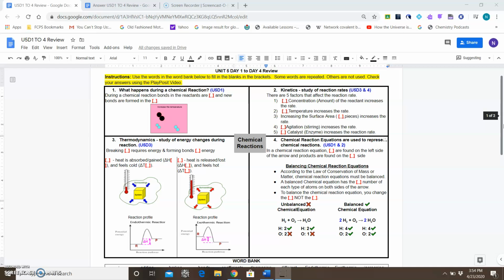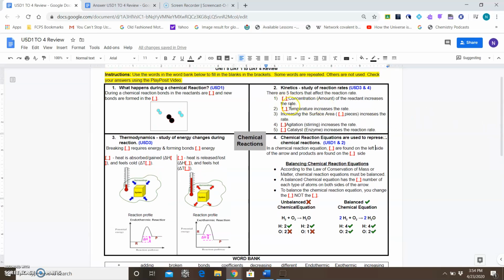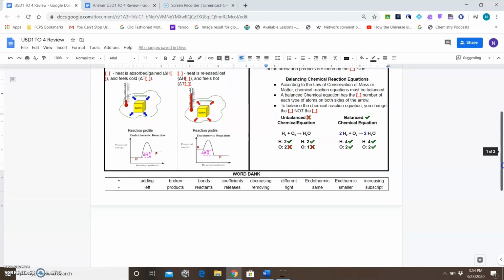As it says here in the instructions, your job is to complete this graphic organizer, which reviews the information that we covered over the last 4 days for Unit 5 using the word bank below. So essentially what you're going to do is wherever you see these red brackets, those are your blanks. You're going to fill them in using one of the words in the word bank.